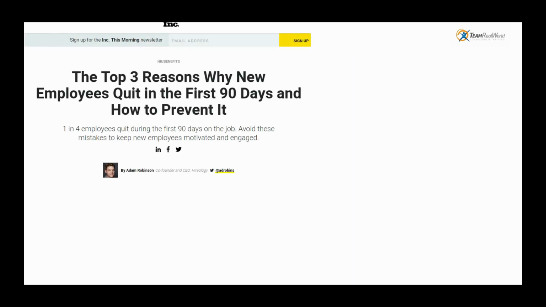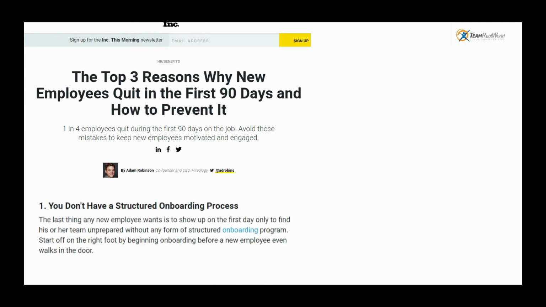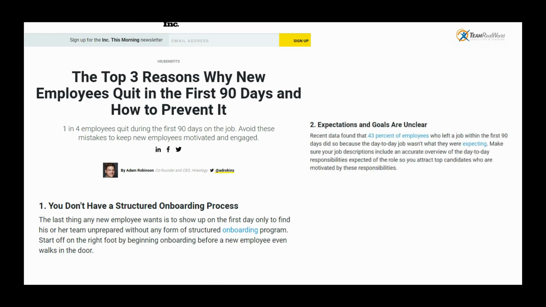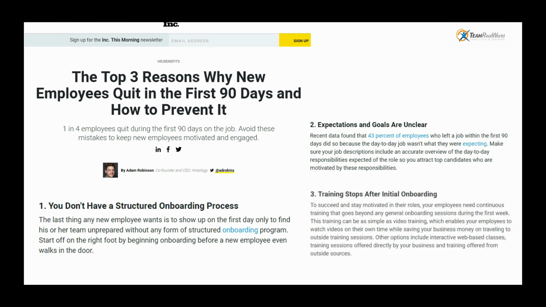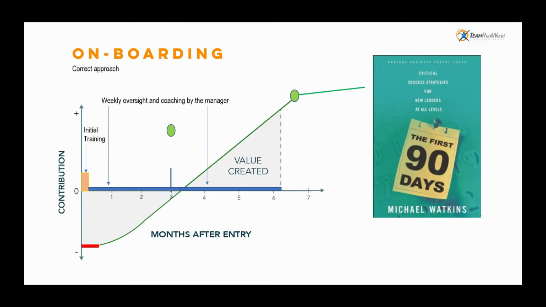And here, Inc. Magazine points out that the three top reasons why people quit in the first 90 days are: you don't have a structured onboarding process, you don't have clear expectations and goals. See, that's the difference. If you do it on a weekly, bi-weekly, and then monthly basis, there's no way for the expectations not to be clear. And number three, training usually stops after your initial onboarding, but not with this new model.